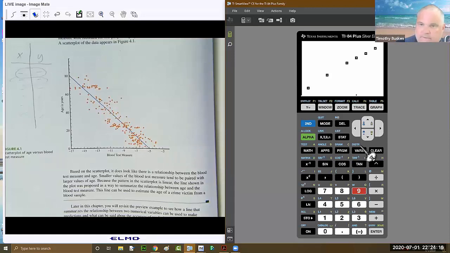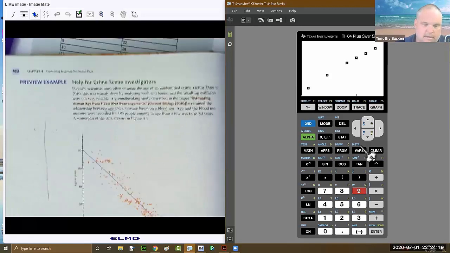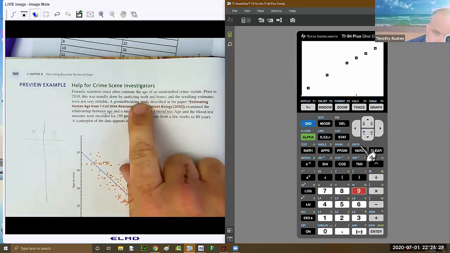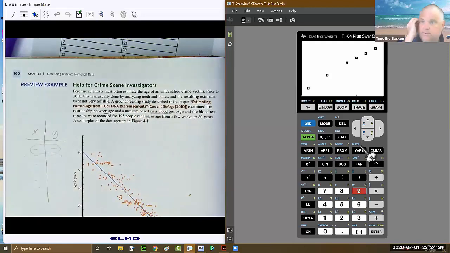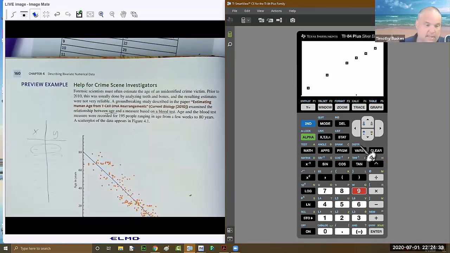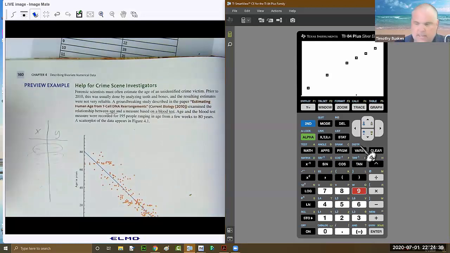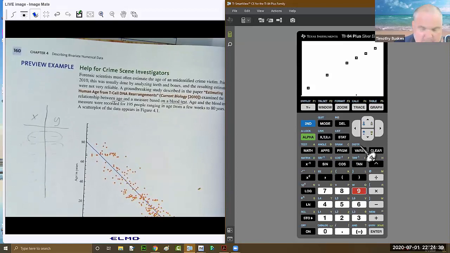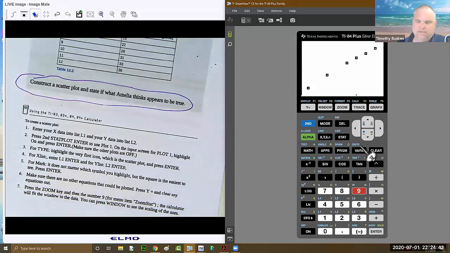So there you go, folks. It's statistics in practice, right? For any of those CSI episodes that we saw before 2010, you know, those guys, Grissom and those guys and gals, were analyzing teeth and bones. And now we have a blood test that's more reliable at determining the age of the crime victim. So it's an interesting application.